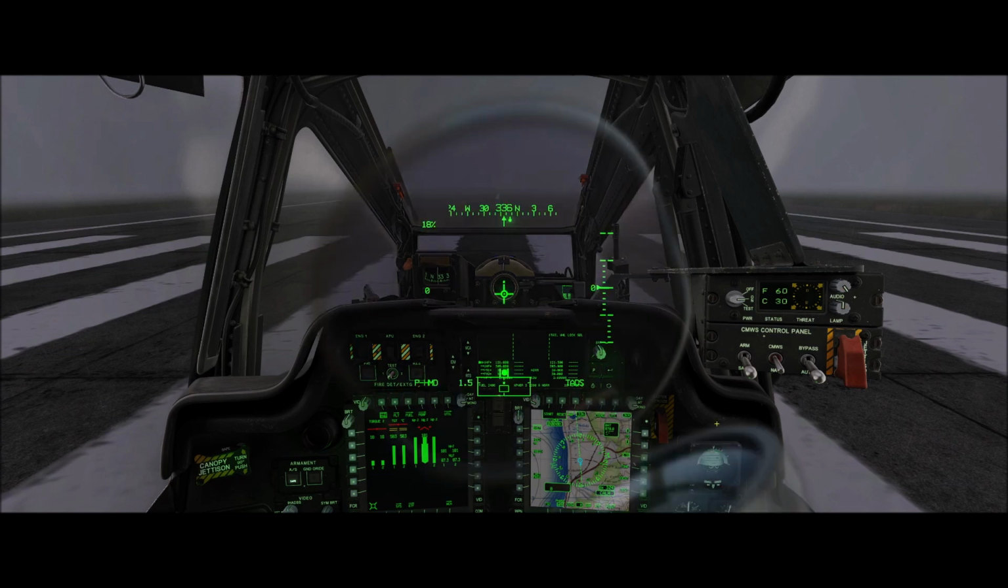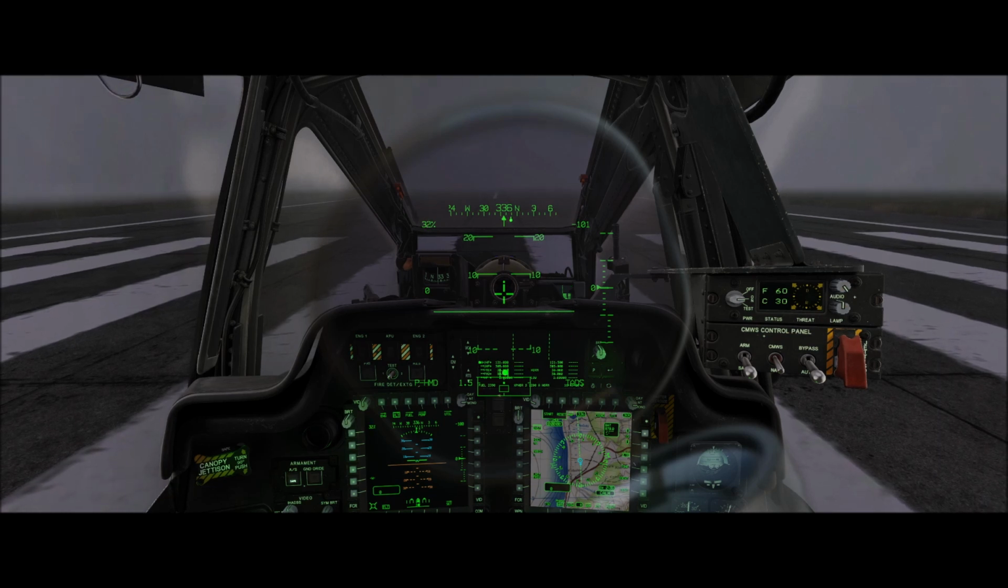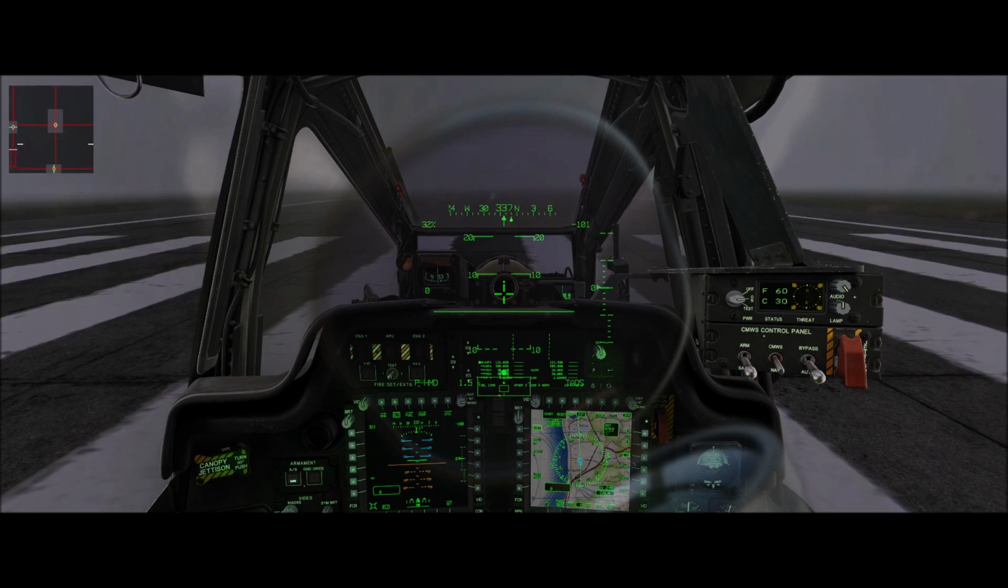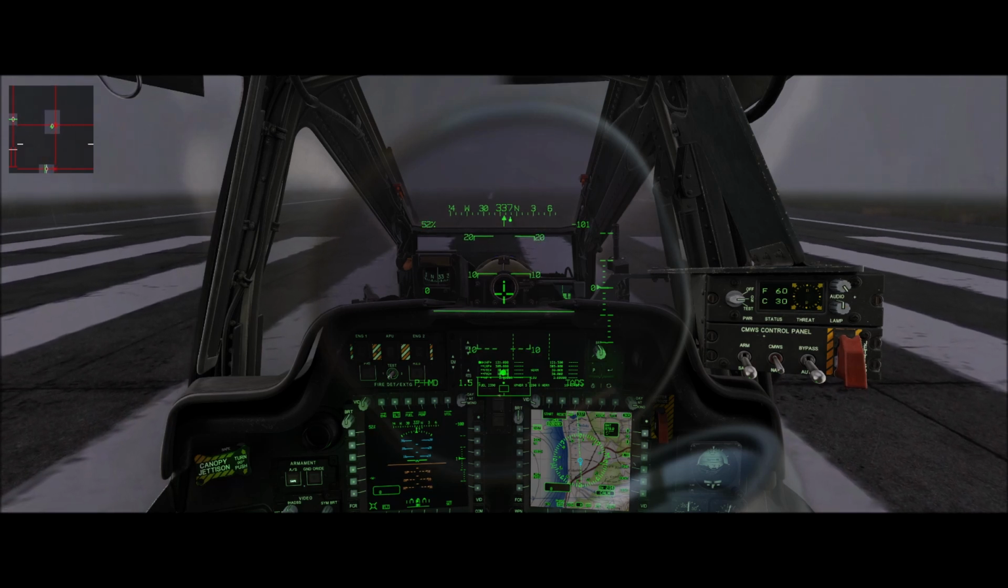Recage our standby attitude indicator, turn on our IHADs, adjust the brightness, and on the left MPD I like to bring up the flight page as our artificial horizon as a backup to the IHADs. Bring up our joystick box, and from here we'll just initiate a normal takeoff.